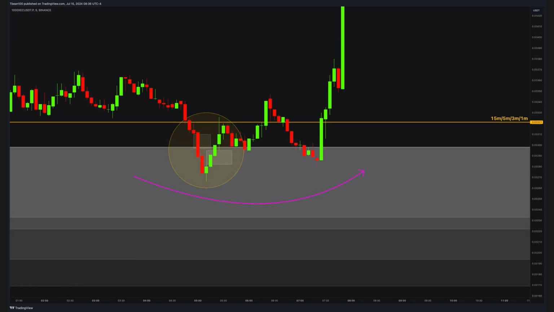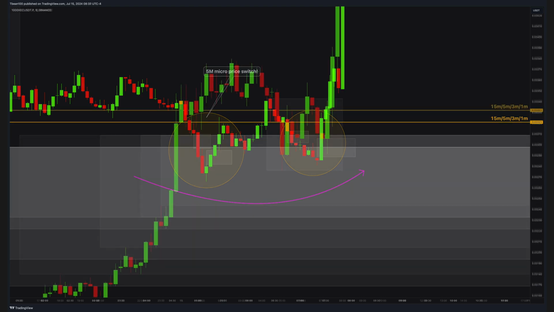Now I have dropped to the 5-minute time frame. Notice the 5-minute micro price switch happens right here in this area. And another price switch happens right after it. This shows me that in both 15 and 5 minutes, sellers are getting weaker and buyers gaining more power. Let's get back to the 15 minutes again.